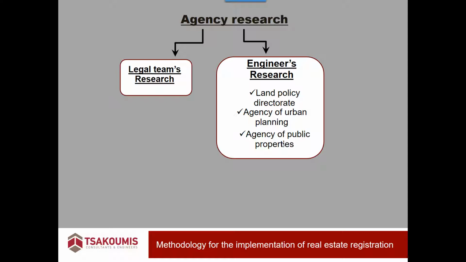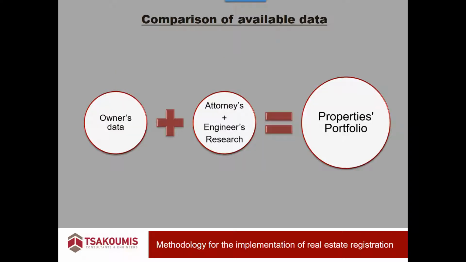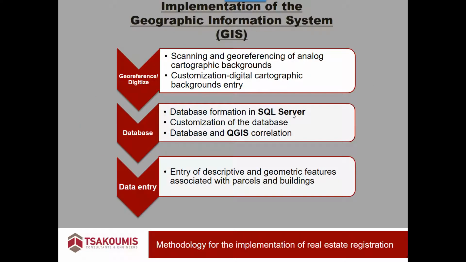Our legal team would check and cross-reference any existing documents with the public records held in the land registry offices to clarify and disambiguate the property's legal status, while the engineering team will do a similar search in other agencies like the Land Policy Directorate, the Agency of Urban Planning, and the Public Properties Office. The results of these searches are then compared and cross-referenced with any existing data to end up with the actual properties portfolio. At this point, only the non-spatial information is collected.